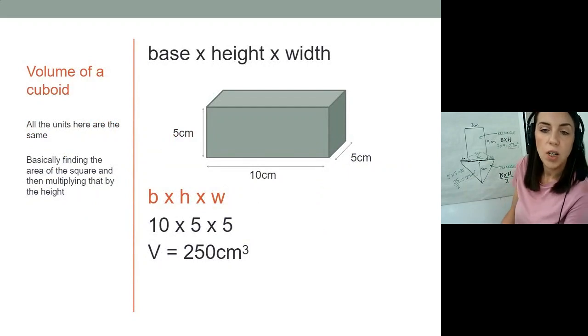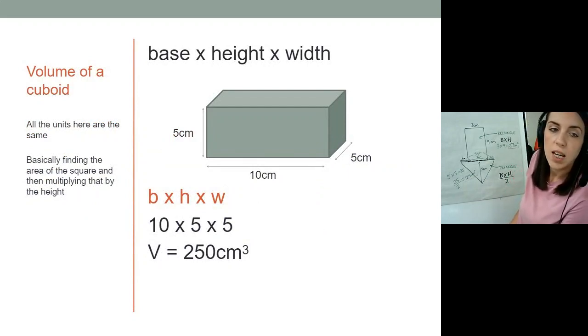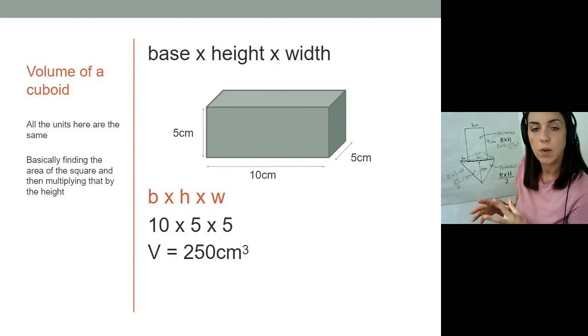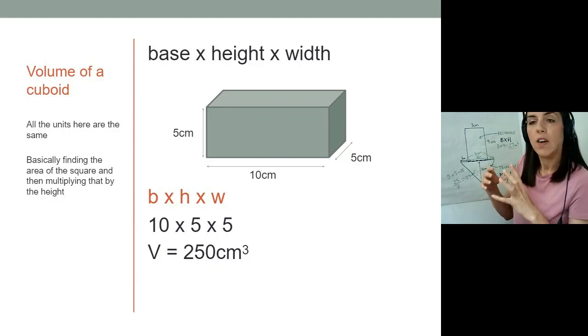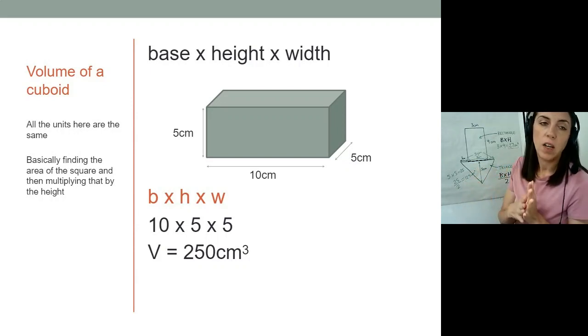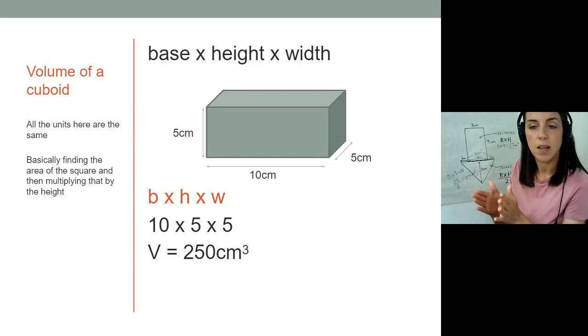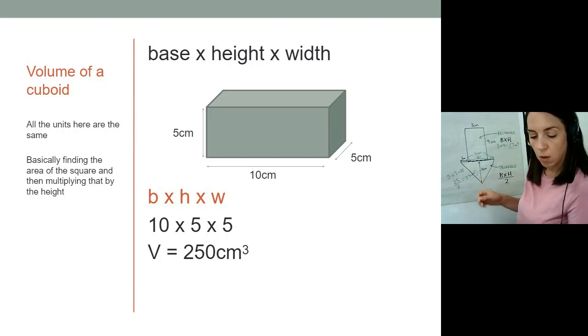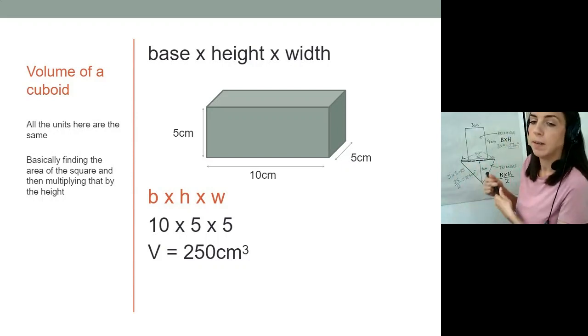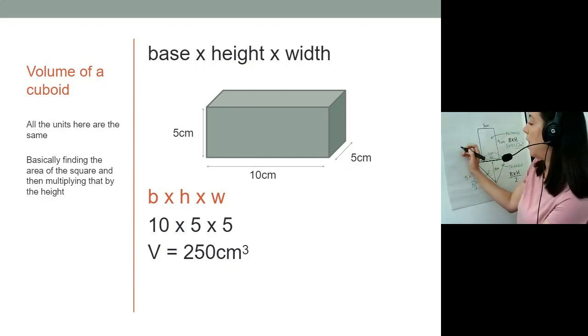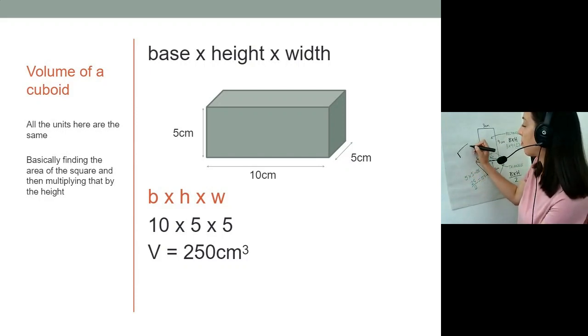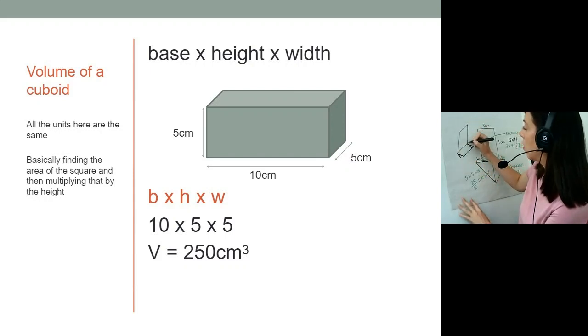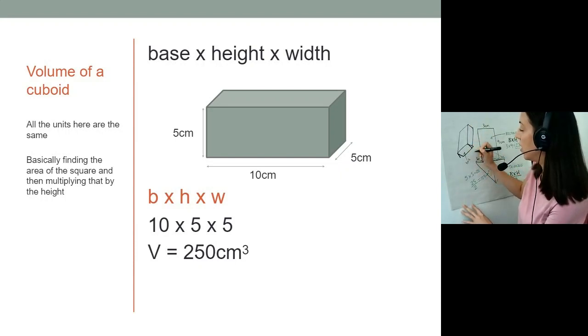So we'll start off with a cuboid to begin with. So all the units here are the same. To find the volume, we start with figuring out the area of the shape. So the formula for volume of a cuboid is base times height times width. Because technically, what we have, a pen, is a sort of square. So we've got a square, or a rectangle. We know the formula for that is base times height.